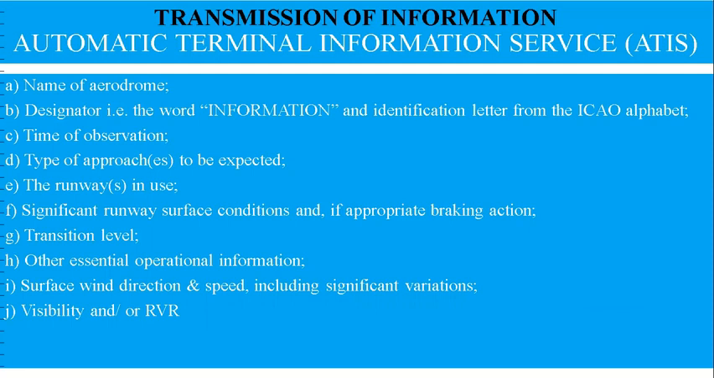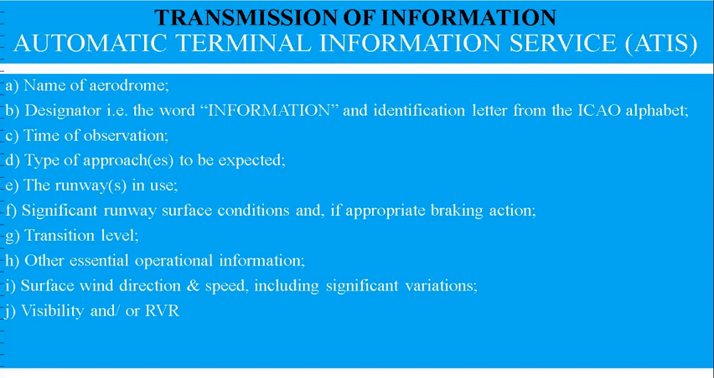So it will be like this. This is Paris Airport, information Charlie, time of observation 0200, expect ILS approach runway 27, runway condition code 666 and so on, transition level 60. Thereafter, wind speed and direction will be like this: wind 250 degrees 12 knots, gusting to 20 knots, visibility 4000 meters, and so on.